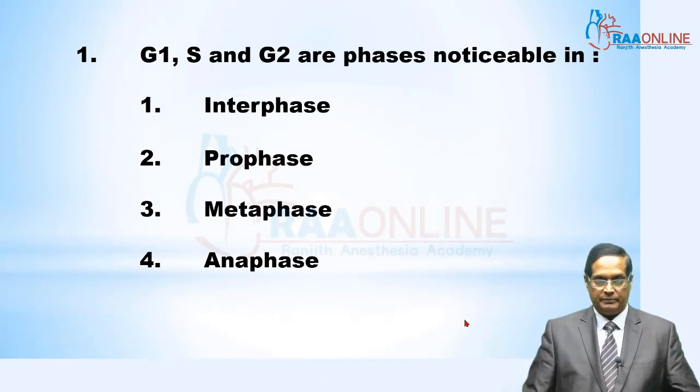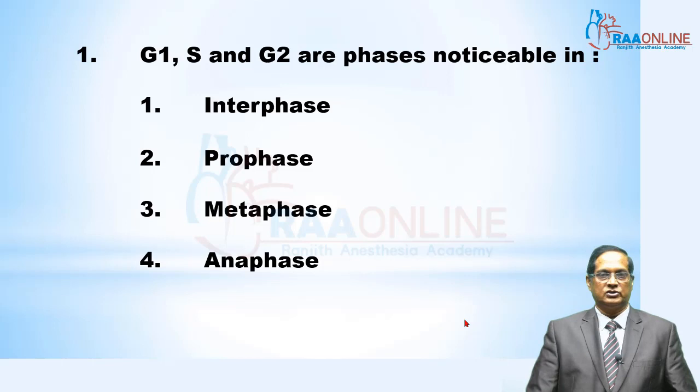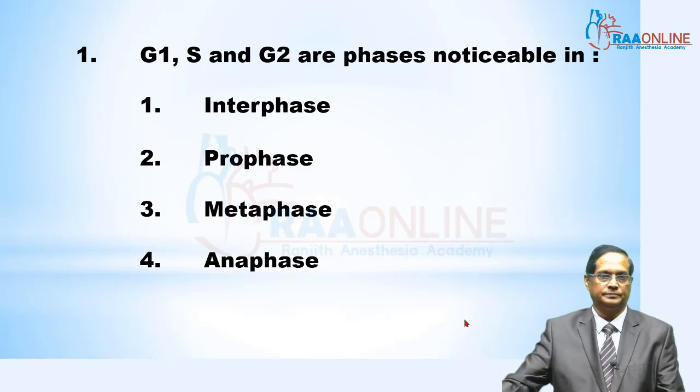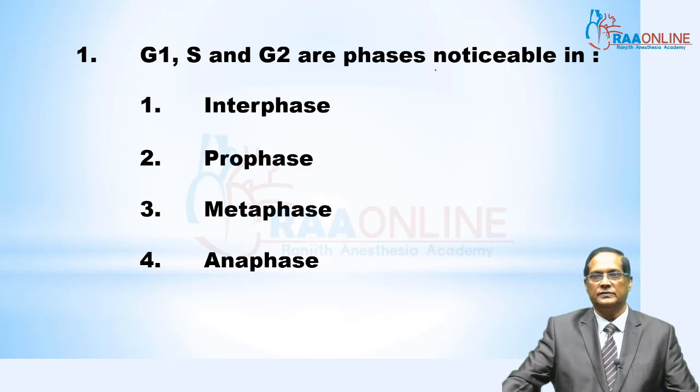Our today's chapter is cell cycle. Under the section of brief discussion and question based discussion for the 2021 NEET, question number 1: G1, S, G2, these are the phases noticeable in? Answer is interphase.